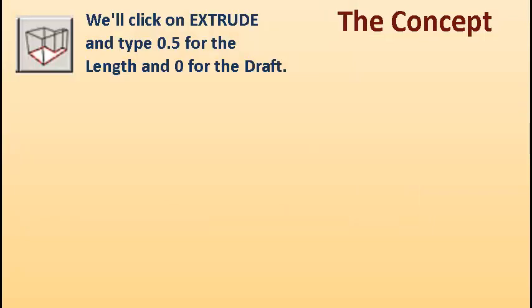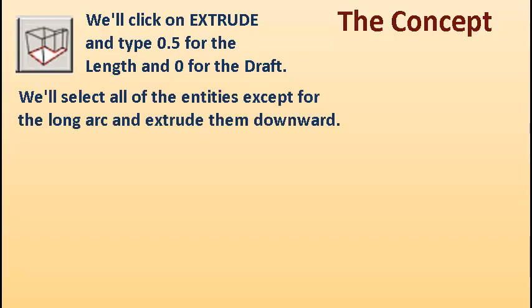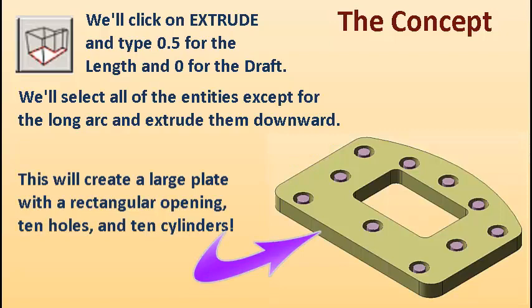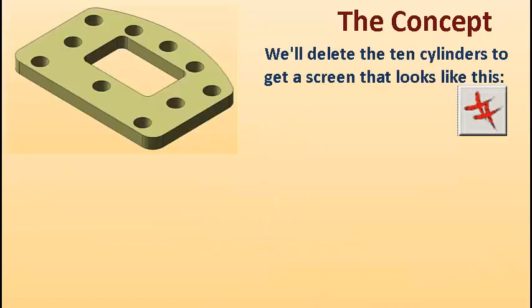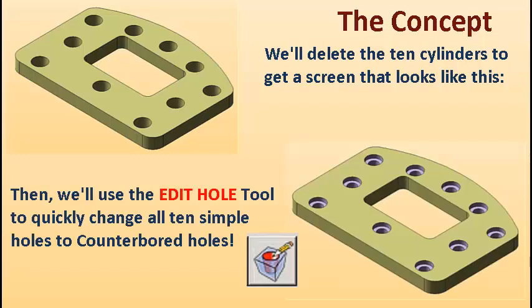We'll click on Extrude and type 0.5 for the length and 0 for the draft. We'll select all of the entities except for the long arc and extrude them downward. This will create a large plate with a rectangular opening, 10 holes, and 10 cylinders. We'll delete the 10 cylinders to get a screen that looks like this. Then we'll use the Edit Hole tool to quickly change all 10 simple holes to counterbored holes.